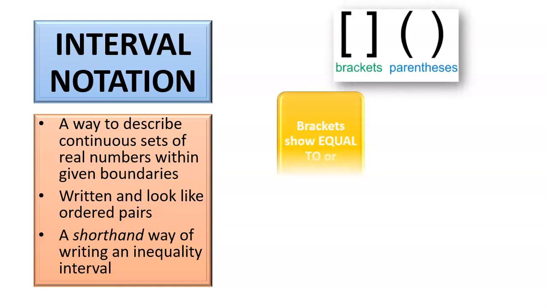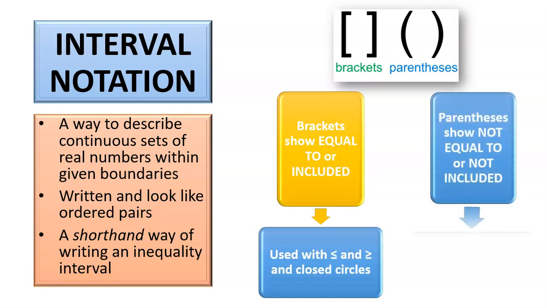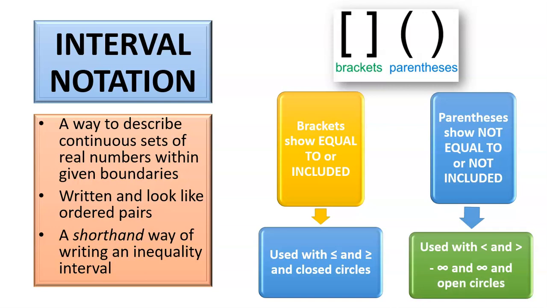We're going to use brackets and parentheses. Brackets are going to show equal to or included. We're going to use them with our less than or equal to, or greater than or equal to, also closed circles. The parentheses show not equal to or not included. You're going to use those with less than or greater than. Also, when we use negative infinity and infinity, in open circles, you will use parentheses.